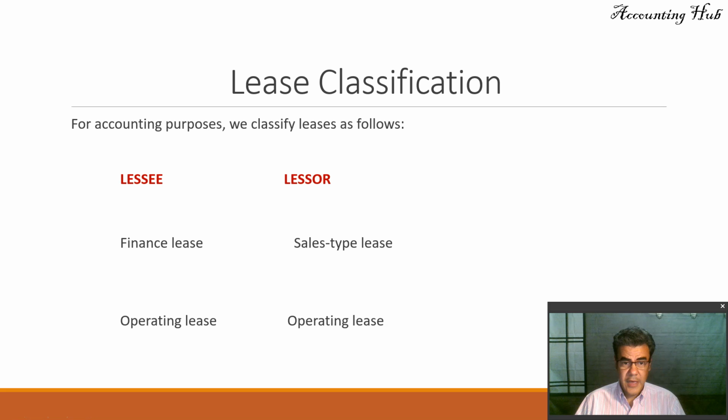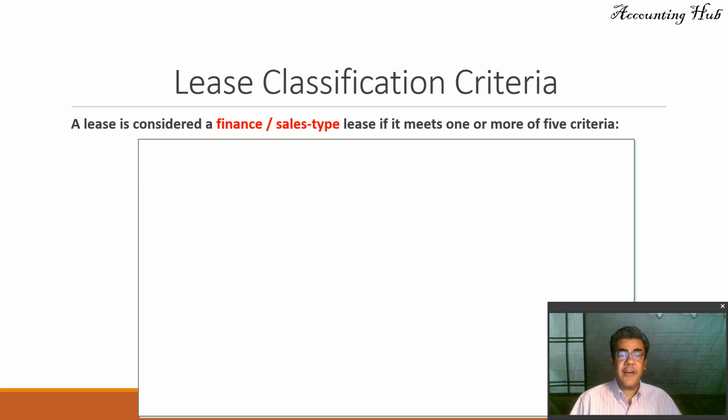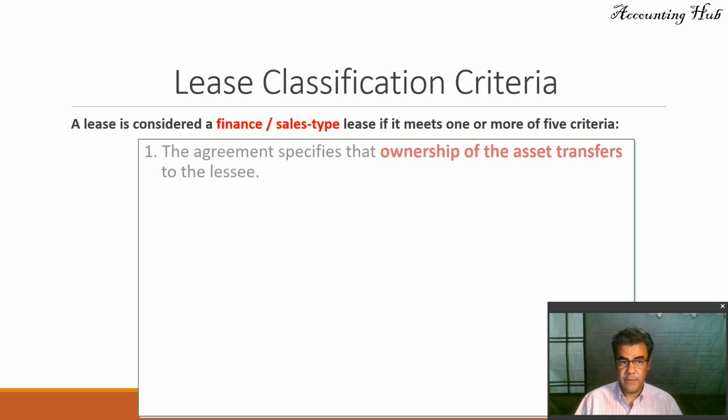How does it work? How do we classify between finance and operating lease? A lease is considered finance or sales type, finance for the lessee, sales type for the lessor, if it meets one or more of five criteria. So we need to meet only one, not all five.